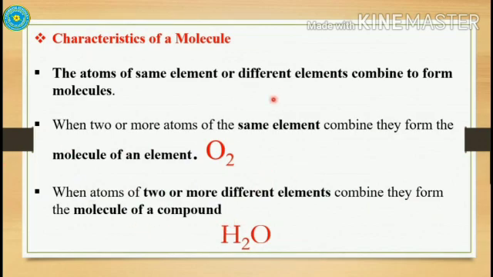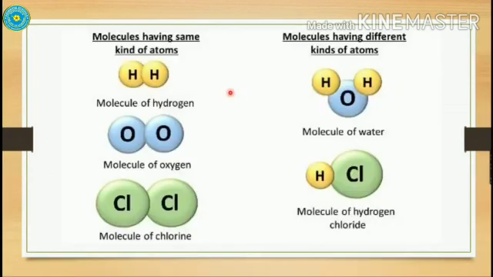That is, 2 or more atoms. Here, one oxygen atom and another oxygen atom of the same element, oxygen, combine and form a molecule of an element. Whereas here, 2 or more different elements, that is hydrogen as an element and oxygen as an element, combine and they form the molecule of a compound. Now, examples of molecules having the same kind of atoms and molecules having different kinds of atoms.